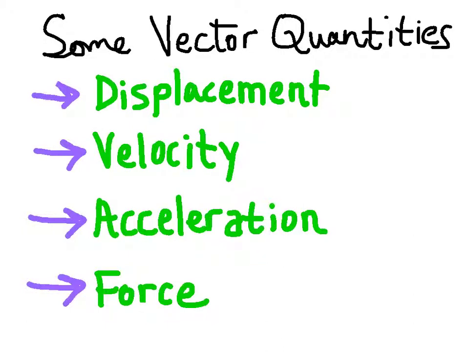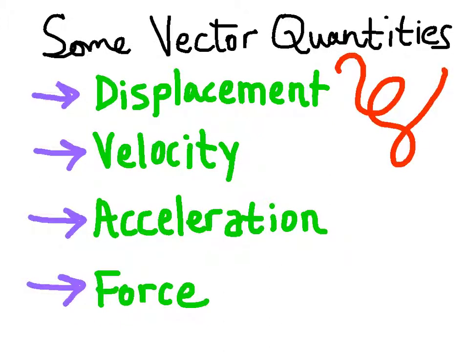Some vector quantities you may have already heard. They should be familiar to you. We've talked about displacement. Remember, displacement was just the magnitude and direction from where you started to where you ended up. So if I travel along that path, if this is where I started and this is where I end up, then you could draw my displacement as just a straight line between those 2 points.